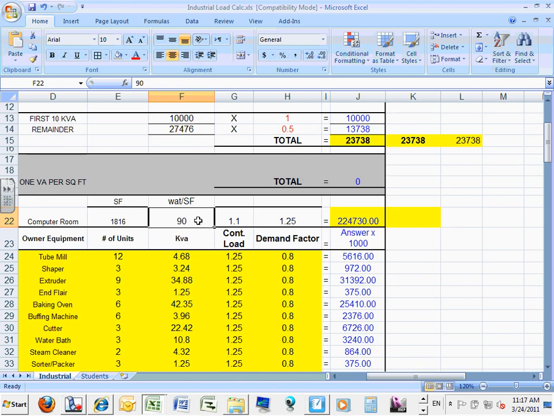Did you guys see that? So I have the square feet of the computer room. Only the computer room, guys. This is the computer room. Did you guys hear me? Everybody heard me? The computer room area in square feet is multiplied by 90.